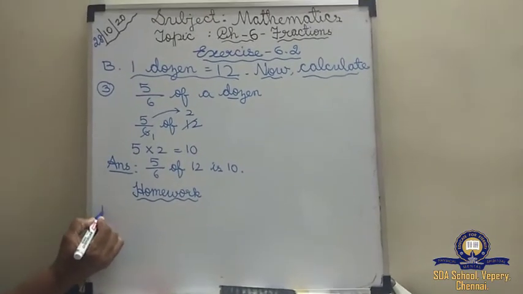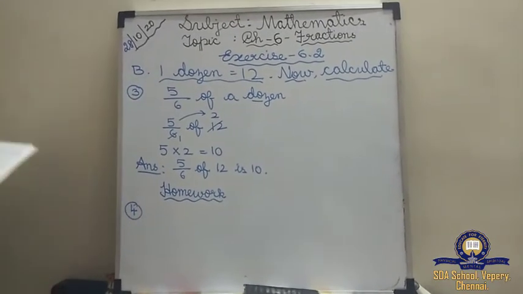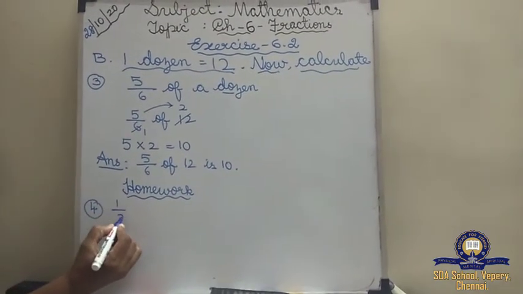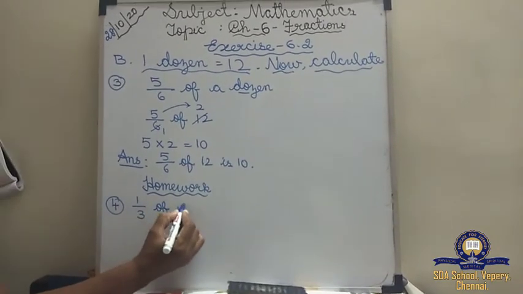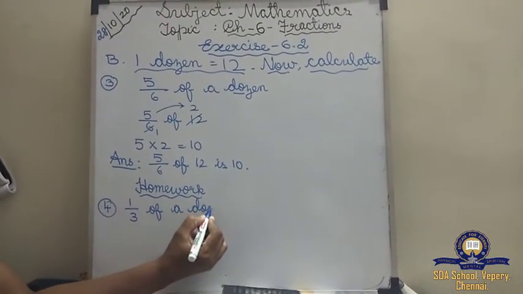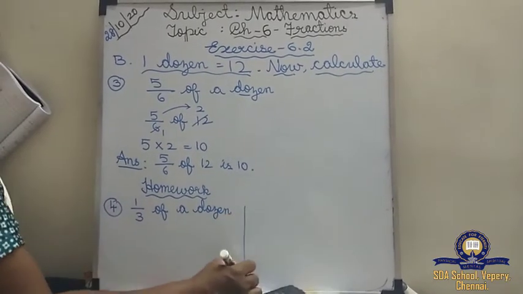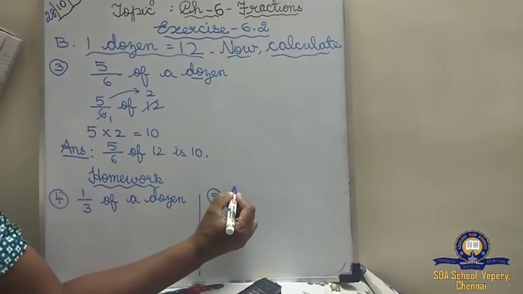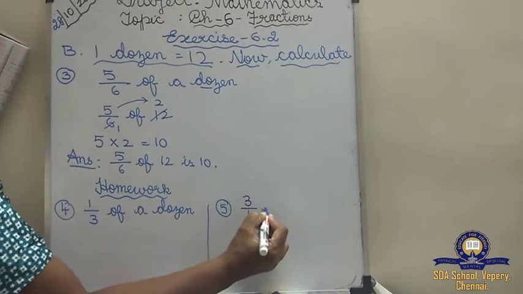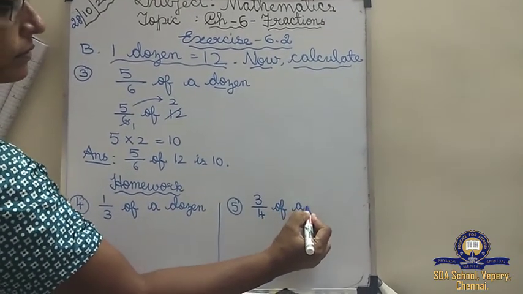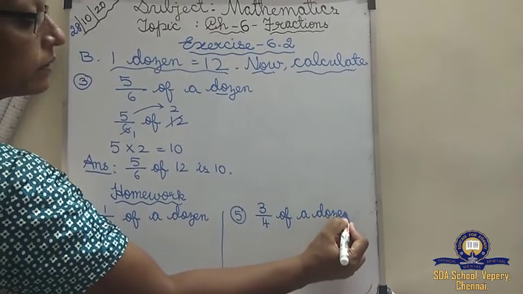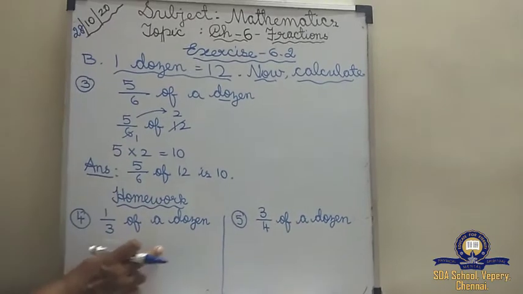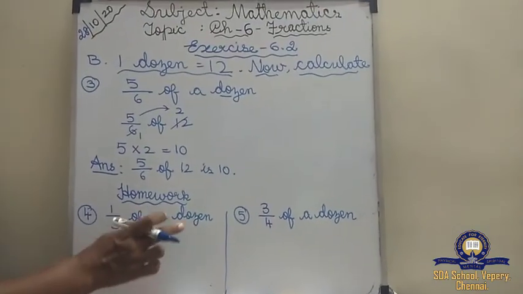Homework. You leave some space and do it, children. Okay, I don't have space, so I'm writing like this. See, 1 by 3 of a dozen. And then fifth sum. You have to do it one below another. Okay, children? 3 by 4 of a dozen. In the first A also I gave 2 sums, and for B also I have given 2 sums. Okay, children? Will you do that?